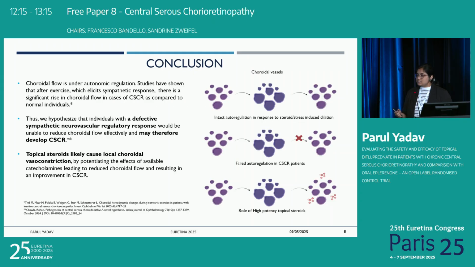So as we know, when the choroidal flow increases due to steroids or a stress-induced dilation, it is usually returned back to its normal state by the autonomic regulation which exists in the choroid. However, in CSC patients, we hypothesize that there is a defect in the sympathetic neuroregulatory system, which prevents the returning of the vessels to their normal state.